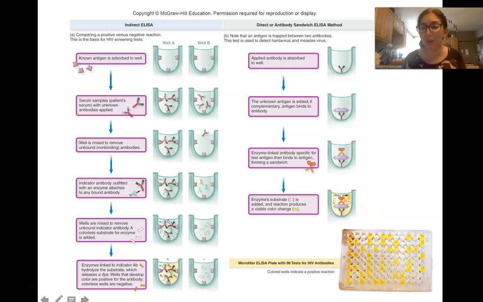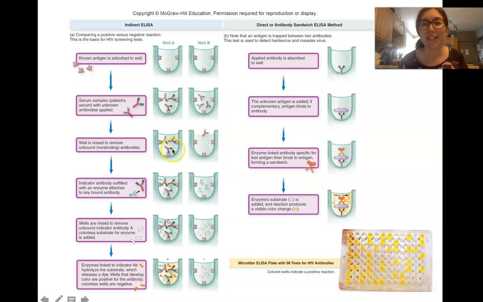Or you can do multiple tests of the same person so that you get replicates and make sure that if you get a positive, it's truly a positive. So you take patient serum and add it to the wells. Let's say this is two different patients. Then you wash out the serum. If the patient has antibodies towards HIV, they'll stick to the antigen. If they don't have antibodies to HIV, they won't stick, and they'll get washed away.